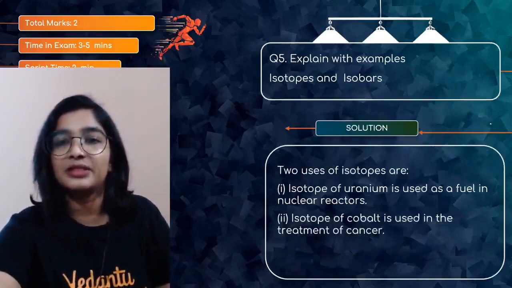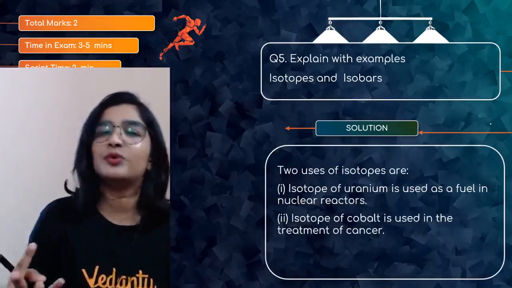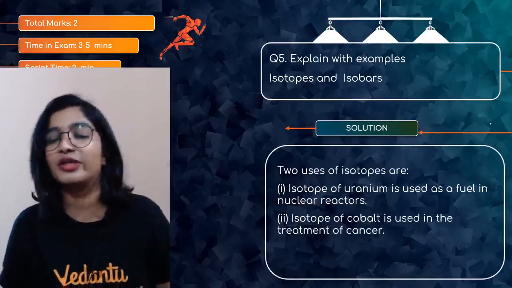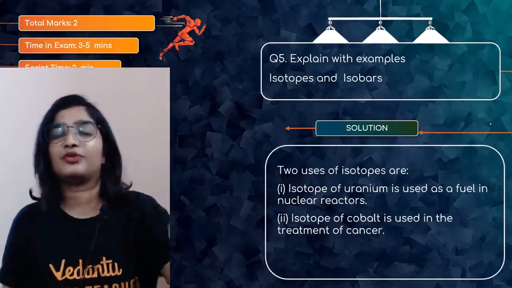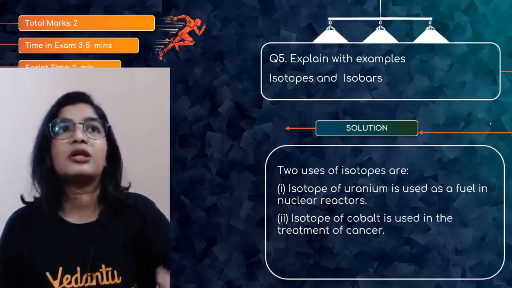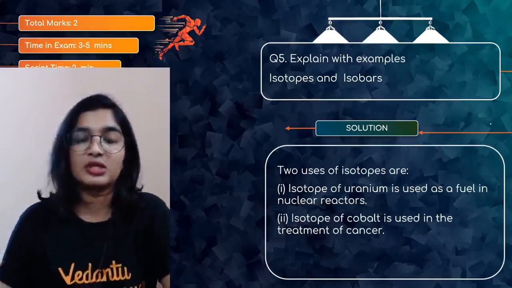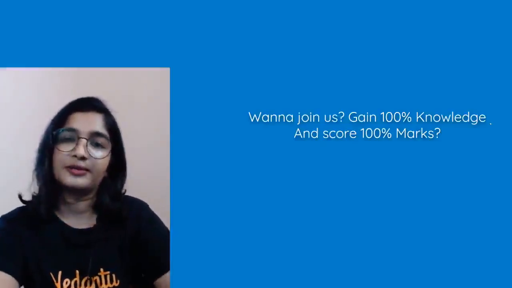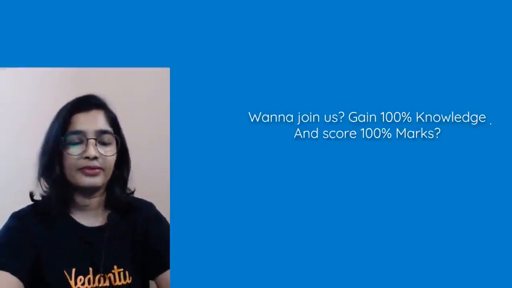Okay, so examples of the isotopes, if you wish to write, you can actually even add those points also. That is how the isotope of uranium is used as a fuel in the nuclear reactors, or the iodine isotope is used in the treatment of goiter.